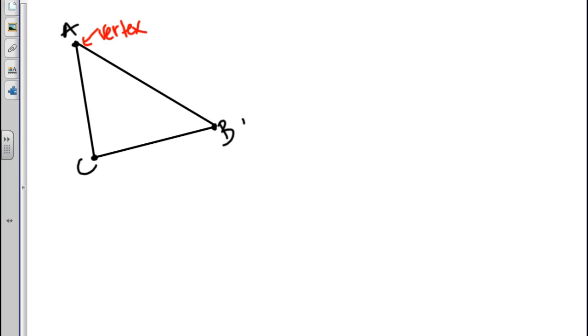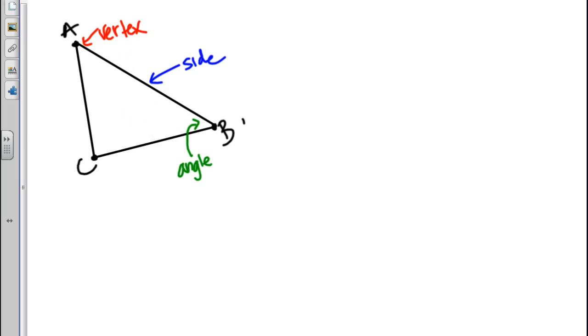Vertex, side, angle. So a side will be the line that extends between two vertices. An angle is where you have two sides that meet. They will help form that angle, or they will form the angle.